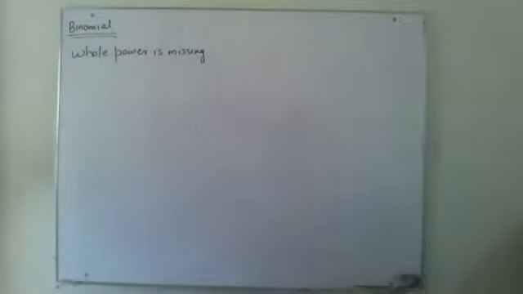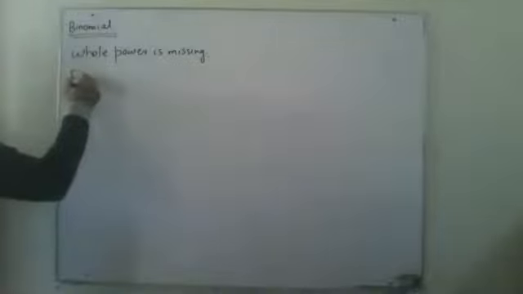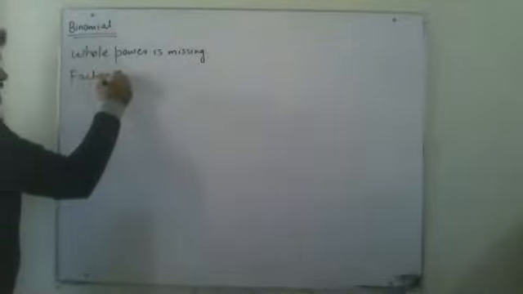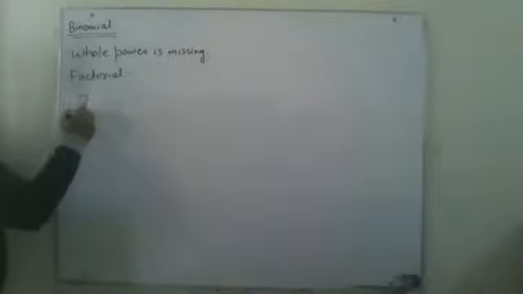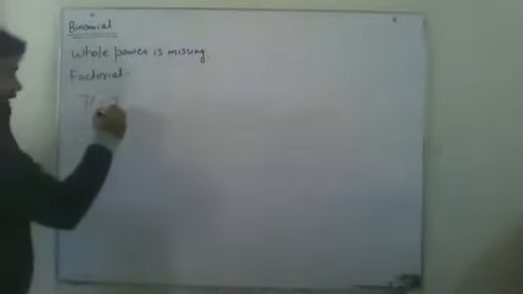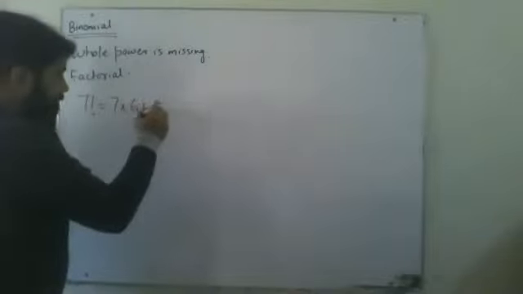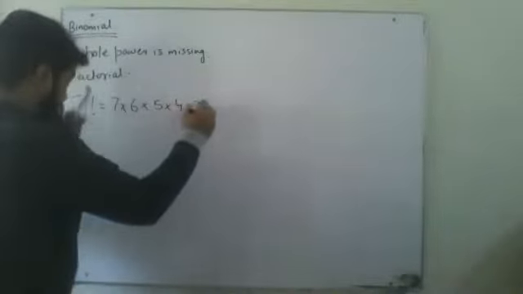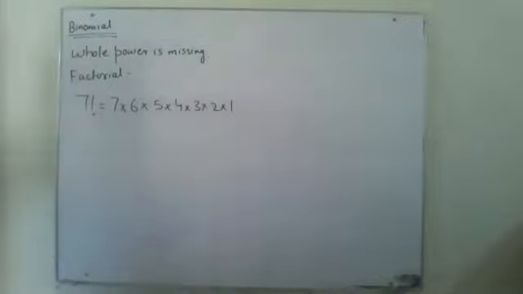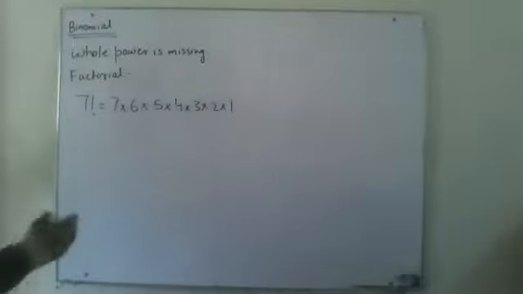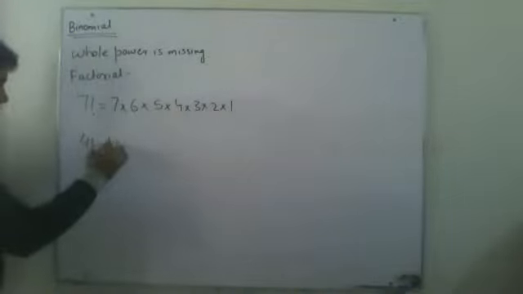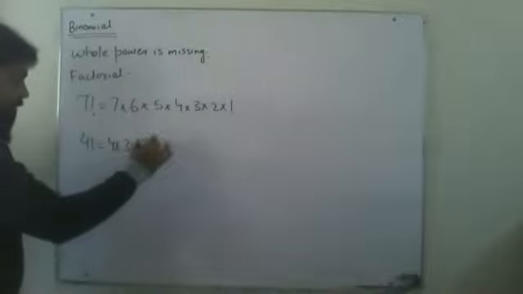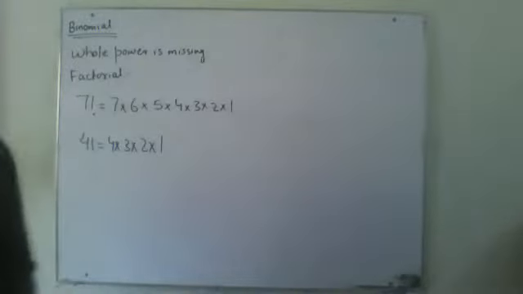Before that, first of all, you have to understand the concept of factorial. What do you mean by factorial? For instance, if I am saying 7 factorial, it means 7 into 6 into 5 into 4 into 3 into 2 into 1. That's your 7 factorial. If I say 4 factorial, it means 4 into 3 into 2 into 1. That's your first part.